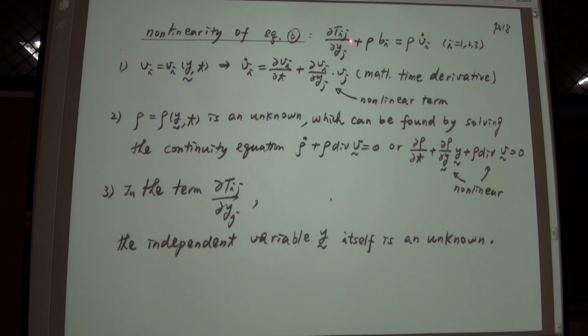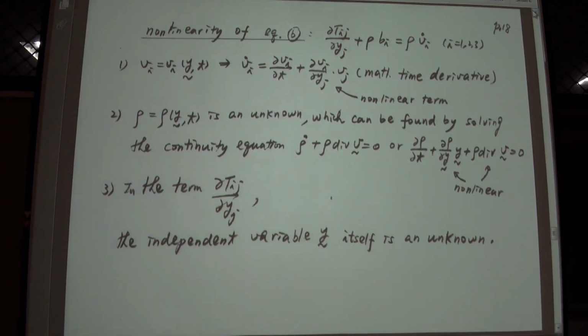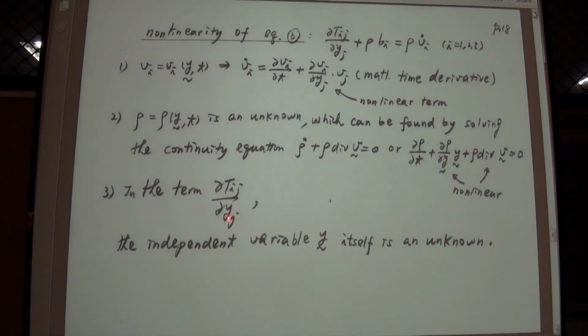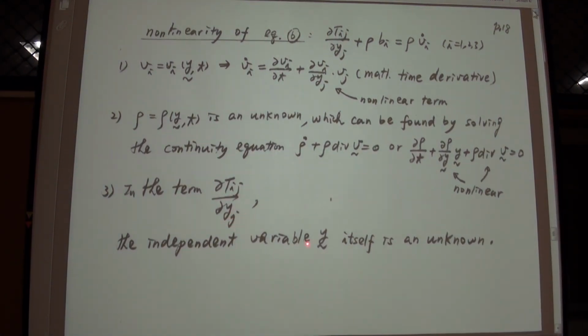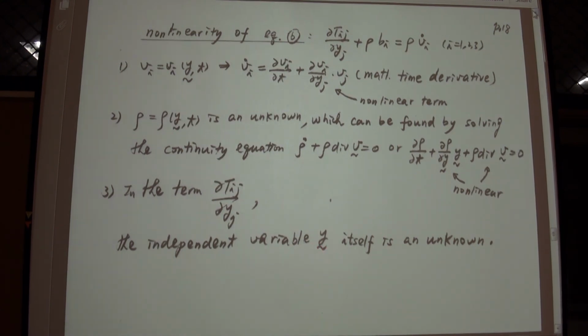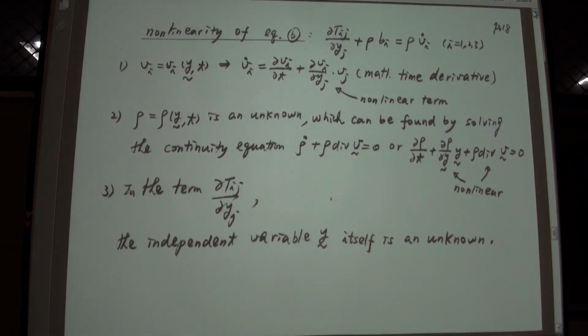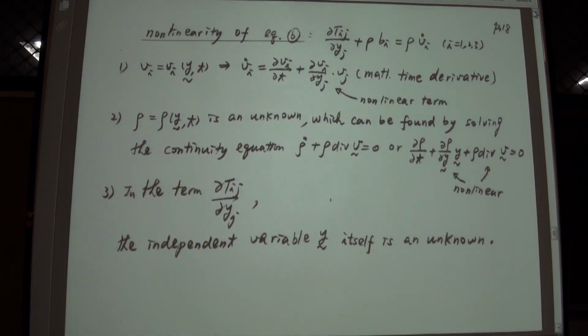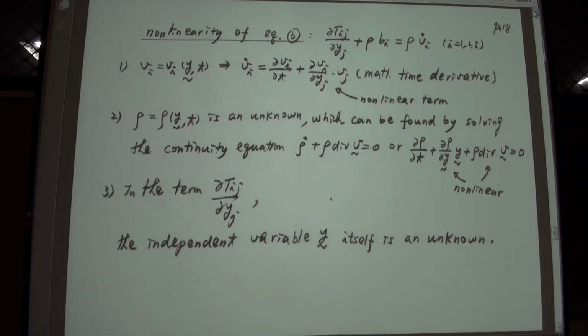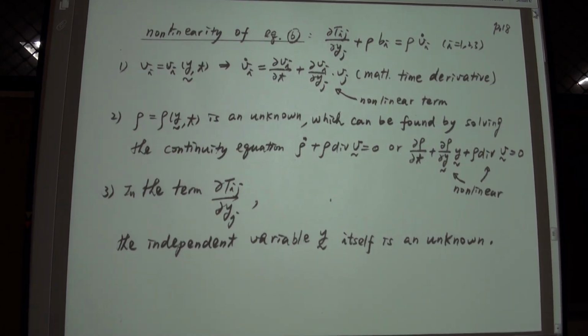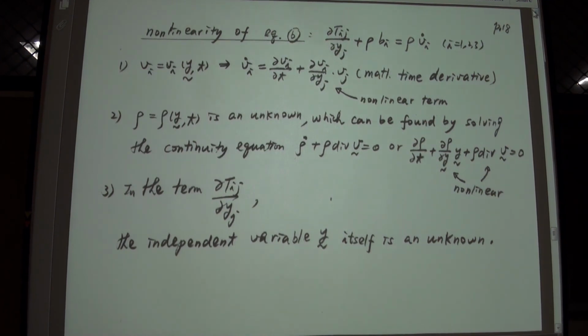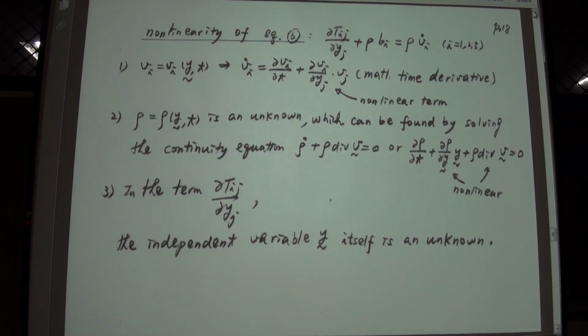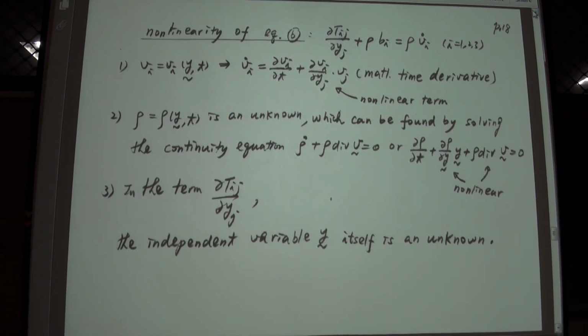Finally, we look at this term. This term, partial Tij, partial Yj, usually the independent variable Yj is a given number, okay? But now you know that y vector itself is an unknown. It is a deformed position. So in the first grade, this equation is not that bad. But if you go deeper, you will find that this equation is not very good to handle.